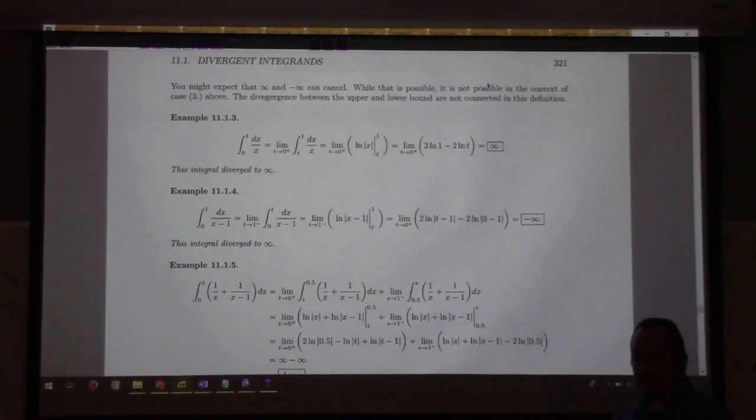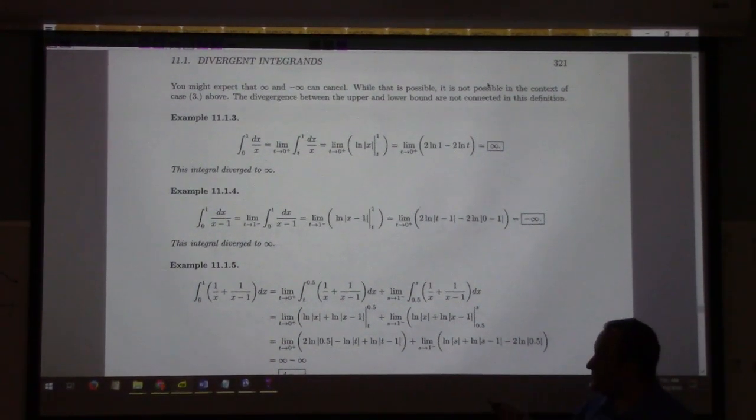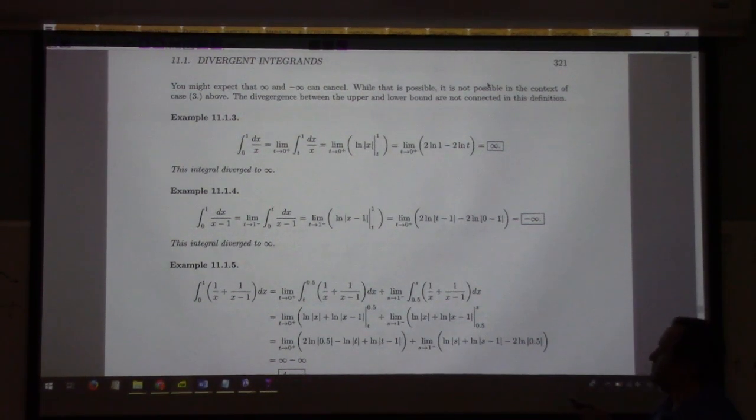Does it matter? There's only one letter that we shouldn't use there, which is x, right? Or more generally, whatever your integration variable is, you better use a different letter for the limiting bound. Otherwise, you're confusing the point. But anyway, this one works out to minus infinity. Here's another one. 1 over x plus 1 over x minus 1.